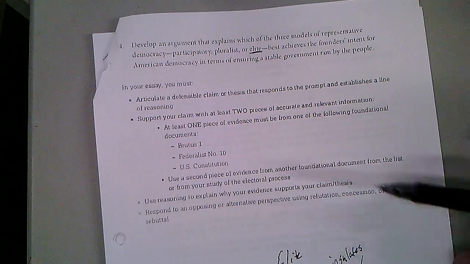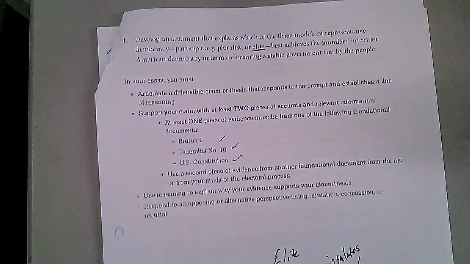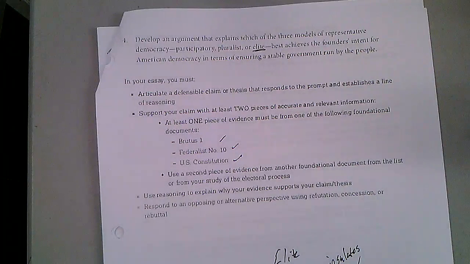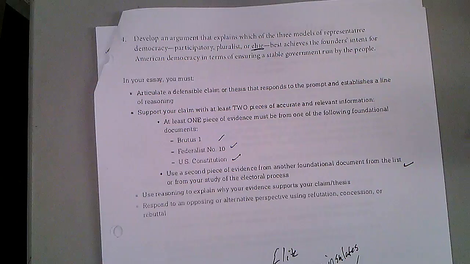And it says we can use Brutus 1, Fed 10, U.S. Constitution, and we must use one of those three for one of our pieces of evidence, and then we get to choose from another foundational document or our study of the electoral process. And the options on this one are wide open. And I think that's kind of the trend we've seen on GoPo FRQ4s that they've told us about. It's not really about you knowing stuff. It's more about you being able to explain what you know.